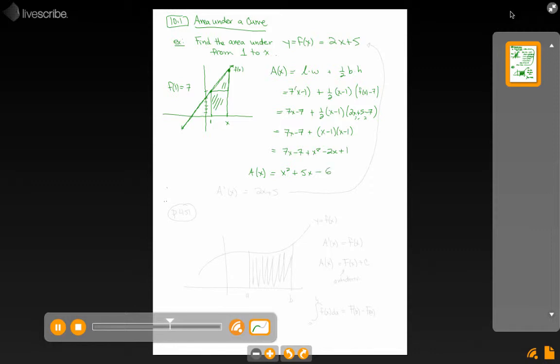Now that by itself doesn't really get anyone too excited, but if you take a look at the derivative of the area function, it might surprise you what it is. It's 2x plus 5, which, if you recall, was the function we were given in the first place. And so this leads us to, again, one of the biggest ideas in calculus: when you're doing the area under a curve, you can get to that by basically doing the antiderivative.